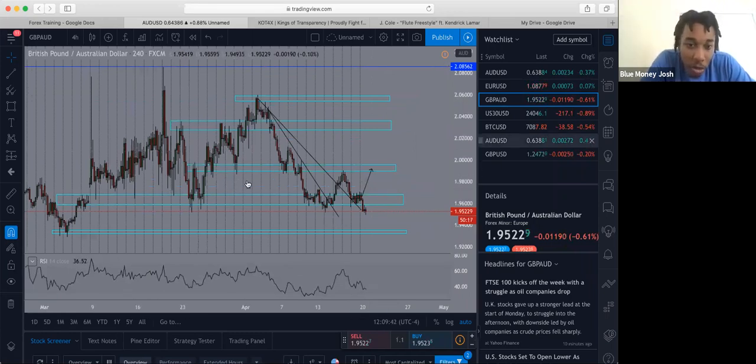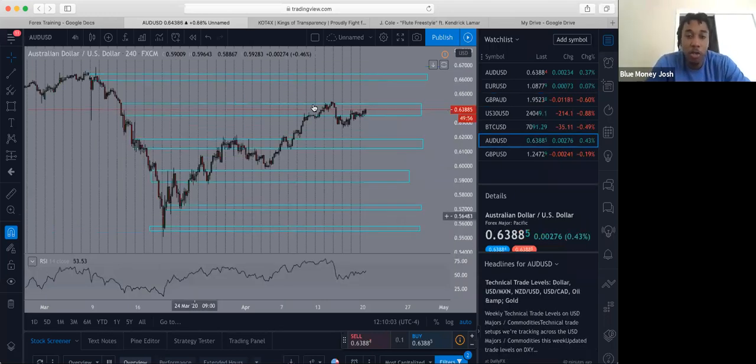But even here, you just want to do one touch, touch, touch, touch here, touch here, touch here. These are valid zones: touch, touch, touch, touch, touch, rejection. So you want to get your zones there.